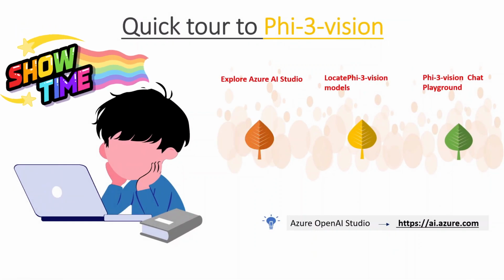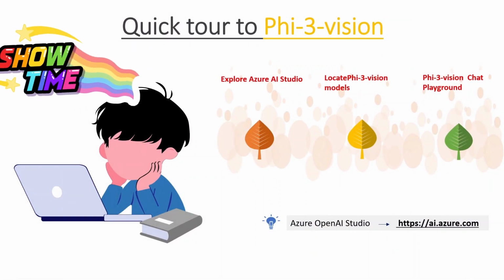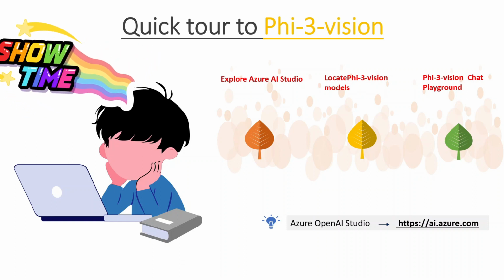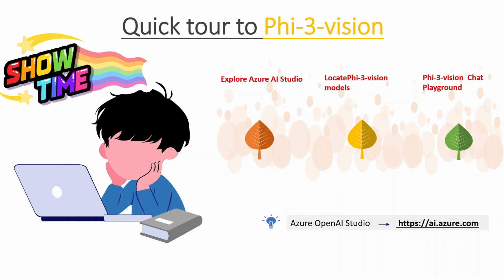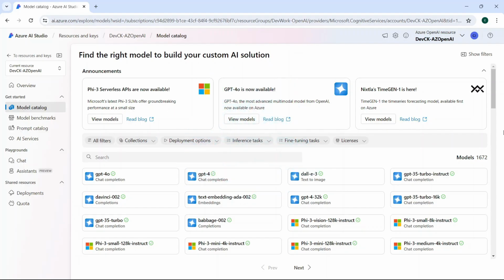In this quick tour, we are going to explore the Azure AI Studio, locate the Phi-3-vision models, and check out the Phi-3-vision chat playground. So let's jump right in. First stop, the Azure AI Studio. If you haven't been here before, Azure AI Studio is your one-stop shop for all things AI on the Azure platform. From building to deploying models, it's all here. For more detailed information, please check out my previous video, link given in the description.